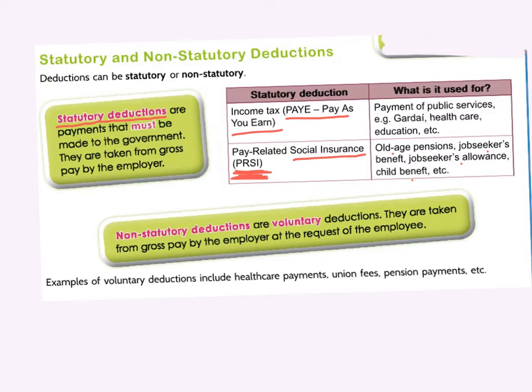Okay, non-statutory deductions are voluntary deductions, so you get to choose to have these taken out of your pay. For example, some people have healthcare payments. I have union fees coming out of mine, and pension payments as well, and that's by choice.